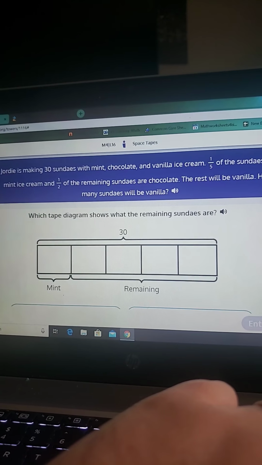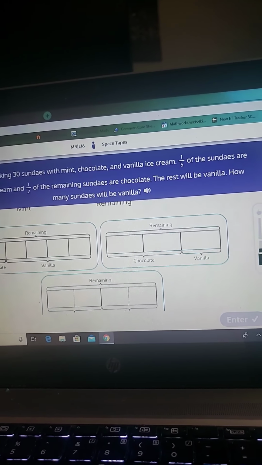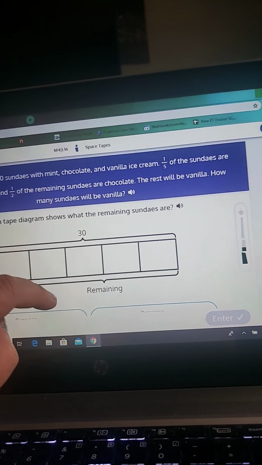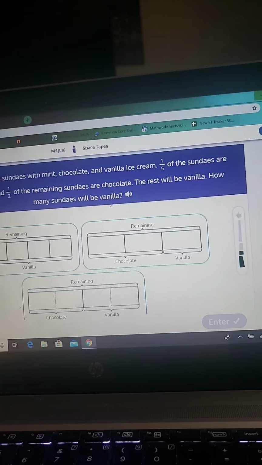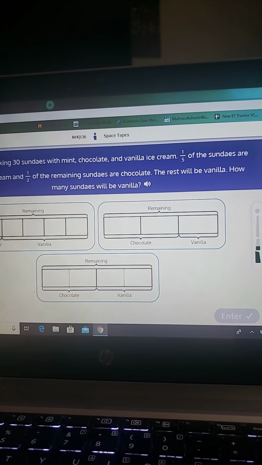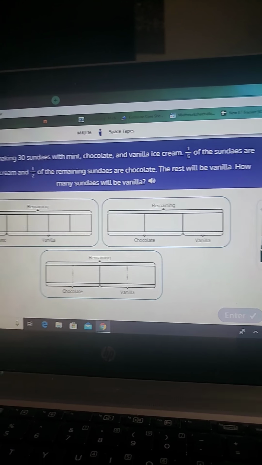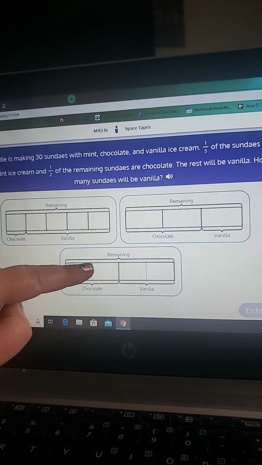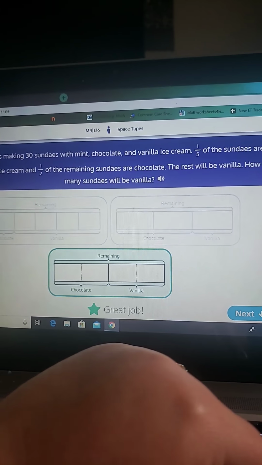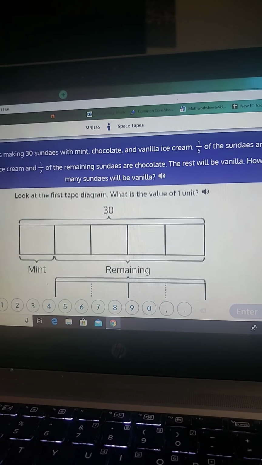And then it says 1/2 of the remaining are chocolate. So how many boxes are remaining? So there's 1, 2, 3, 4 boxes remaining. So which one shows that 1/2 of the remaining are chocolate? Which one has 4 boxes? That one has 5, that one has 3, this one has 4. So it's this one. Okay.